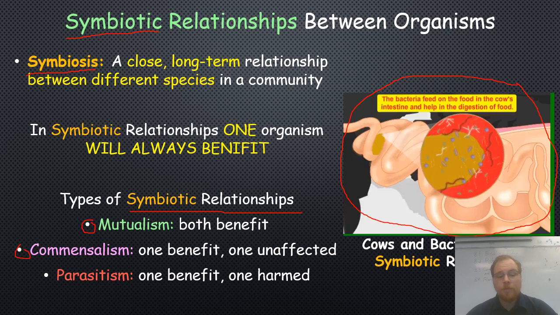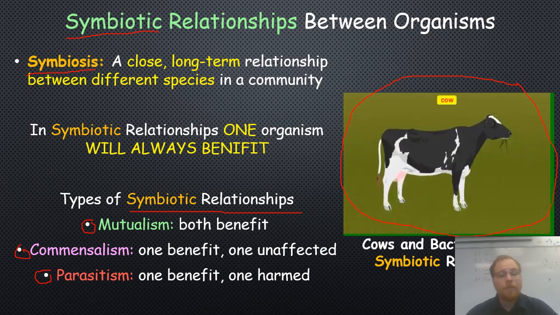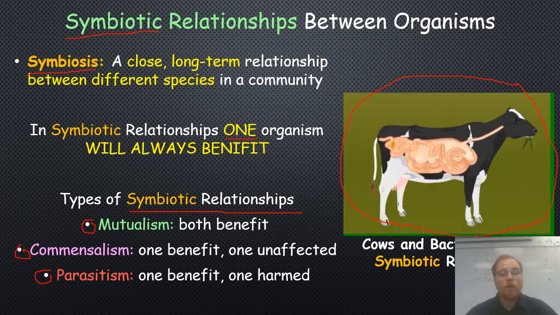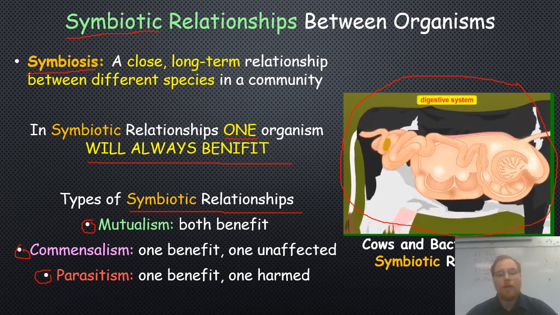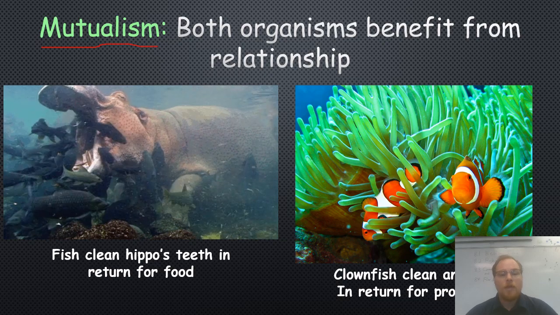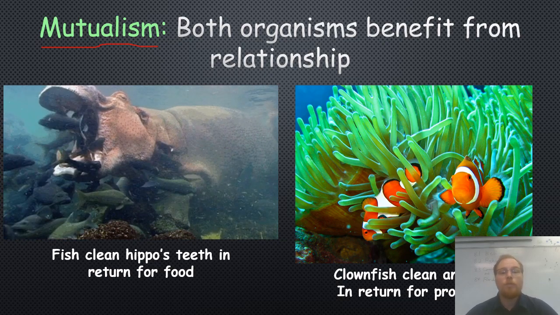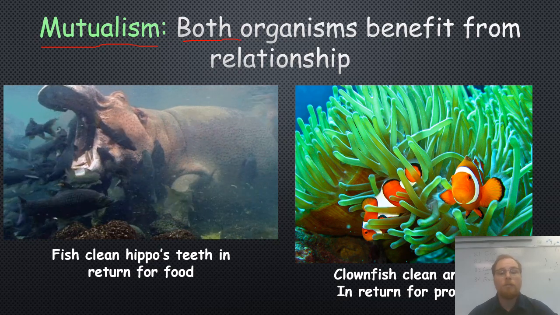You have mutualism, communalism, and parasitism. We're going to talk about each one, but basically in each one, at least one organism is going to benefit. At least one organism will benefit in a symbiotic relationship. Now, in mutualism, they are both mutually benefiting from this relationship. In other words, both of them mutually benefit.